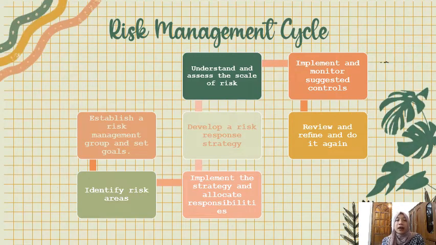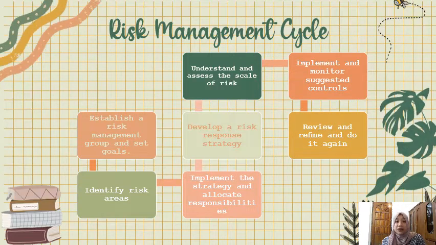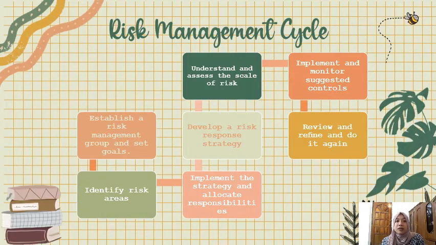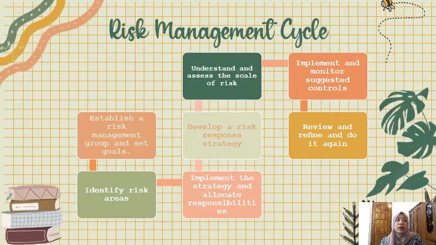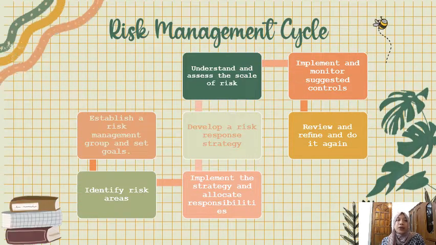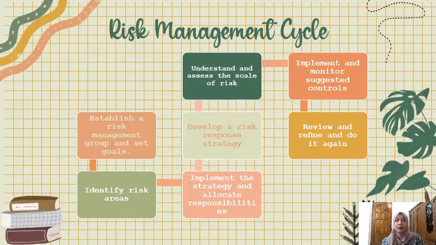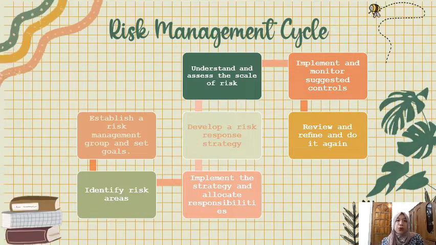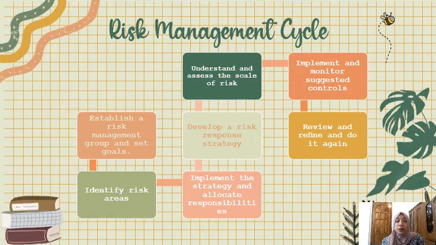However, line managers and their staff may also be involved in the risk identification and assessment process, with the risk management group providing guidance. So, after establishing a group, the next step is to identify risk areas, which is each risk in the overall risk model should be explored to identify how it potentially evolves through the organization.